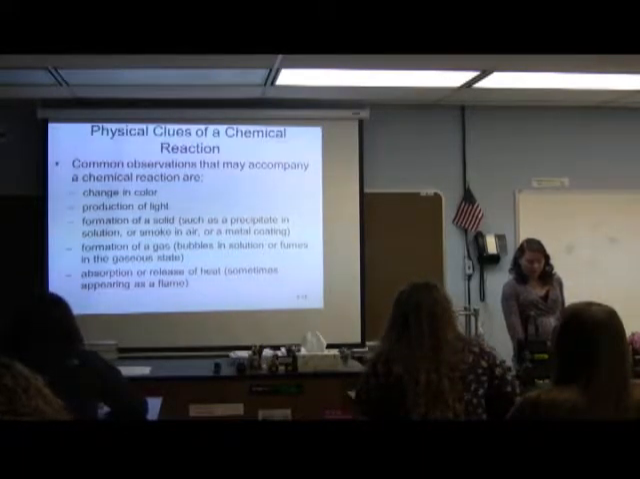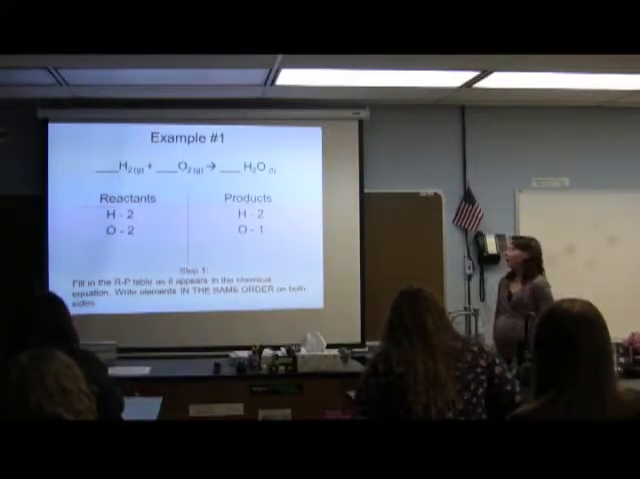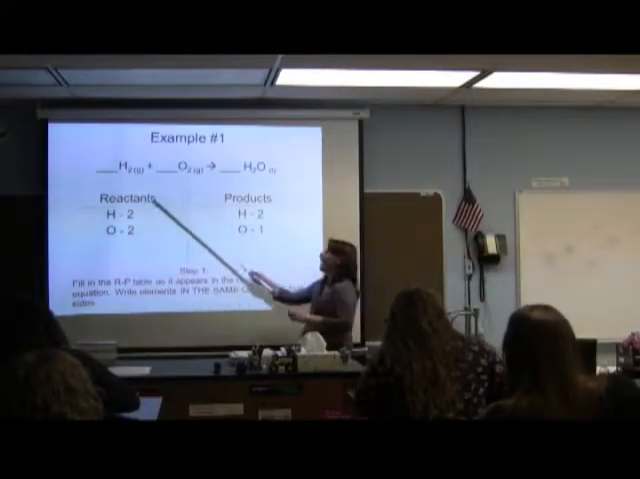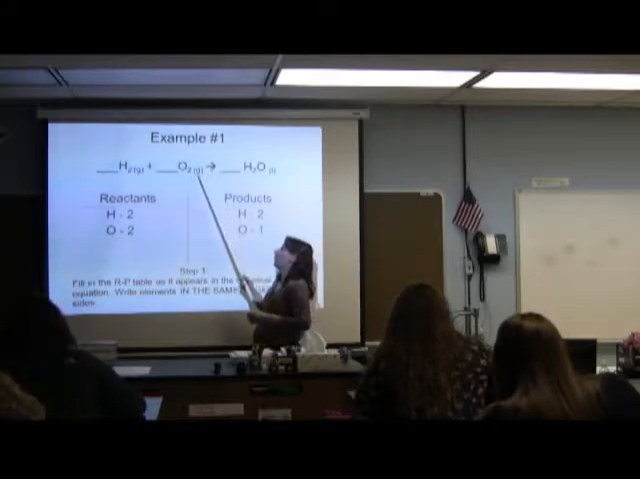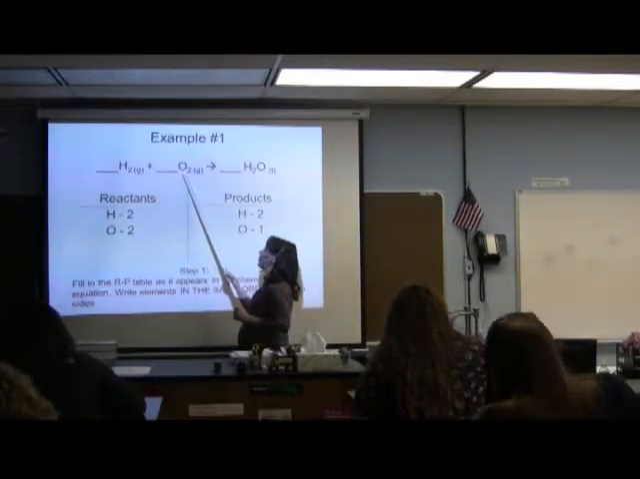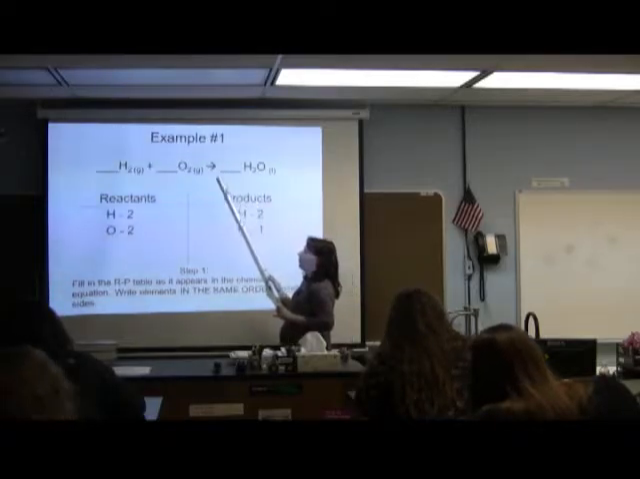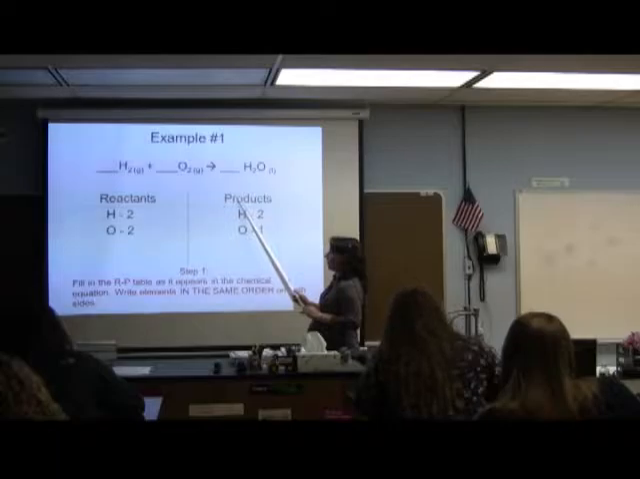About the clues. Let's go through an example. So, you write out your reaction and you leave yourself some blanks for the coefficients. Alright? So, what are my reactants here? It's H2 and O2, and what's my product? H2O. So, you make yourself a table with reactants on one side and products on the other side.